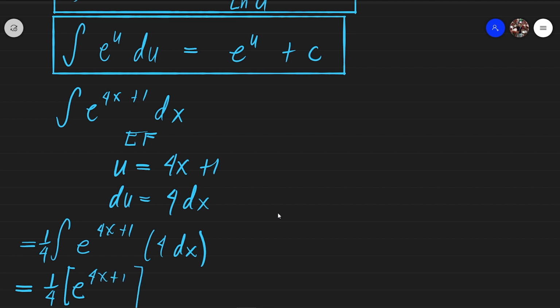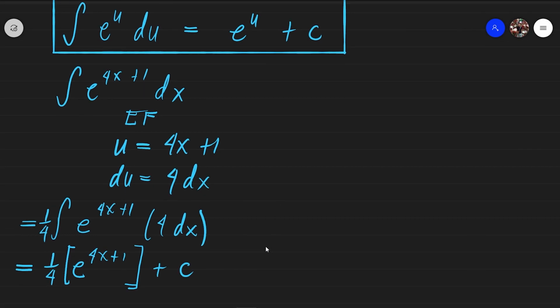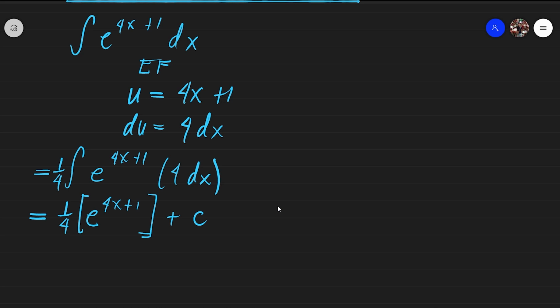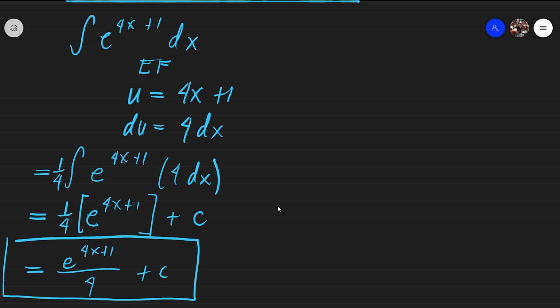Of course, don't forget your plus c. So, simplifying this further, this will be e raised to 4x plus 1 all over 4 plus c. So this will be your final answer. And of course, we have to check.